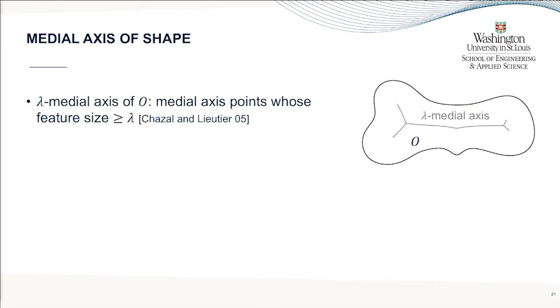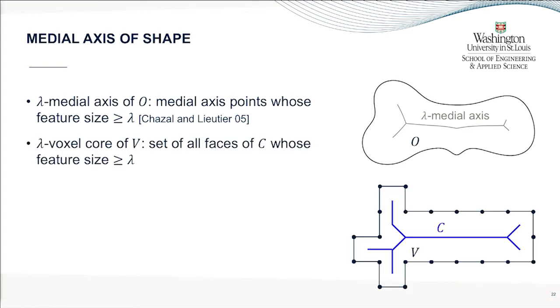Then given a constant, let's say lambda, you take the set of all medial axis points whose feature is greater than or equal to lambda, and they give it a name called the lambda medial axis. And this particular subset is stable when you perturb the boundary using Hausdorff distances that are very small. That small distance is related to lambda.